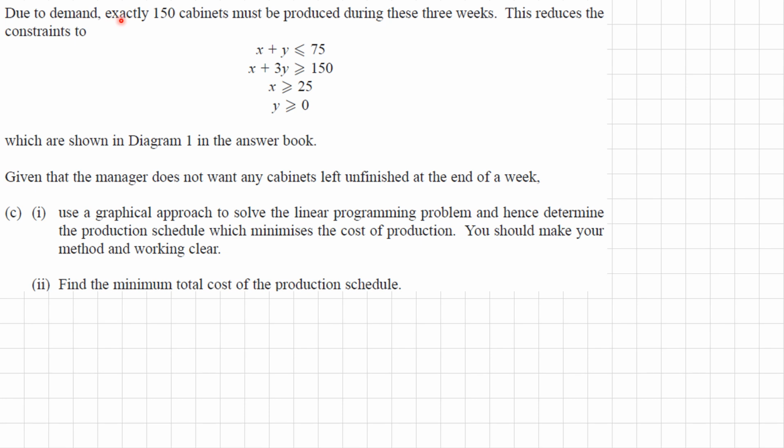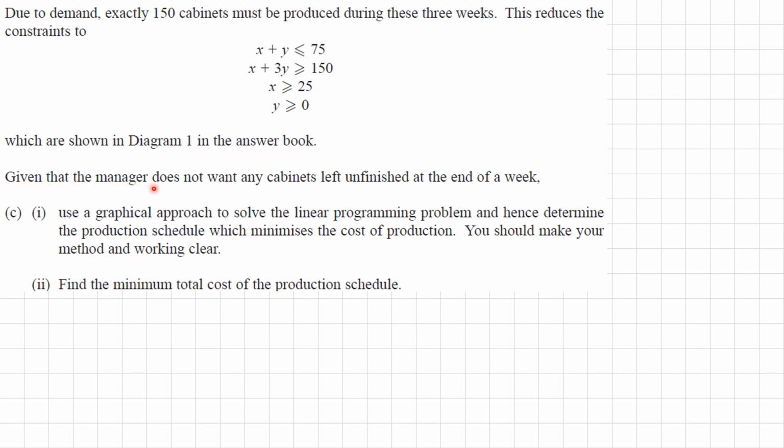Due to demand, exactly 150 cabinets must be produced during these 3 weeks. This reduces to x plus y is less than or equal to 75, x plus 3y is greater than or equal to 150, x is greater than or equal to 25, and y is greater than or equal to 0, which are shown in diagram 1. That's going to be coming up in a moment in the video in the answer book.